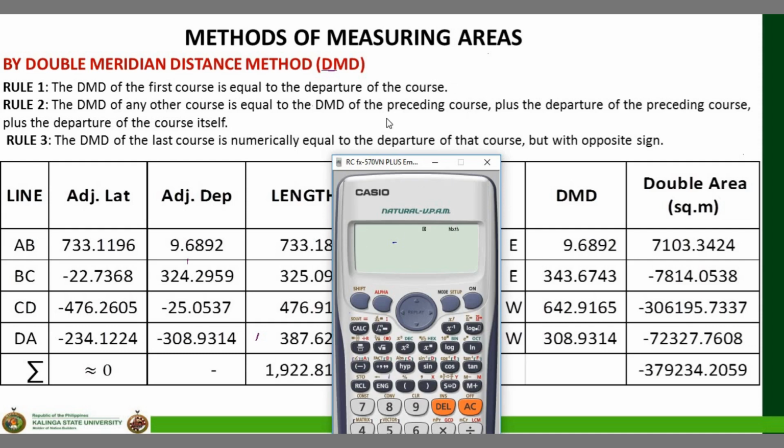So for this one, the course here is line AB. Ang first course natin ay si line AB. First course or first line AB. The DMD of the first line is equal to the departure of the line. So, the DMD of AB is equal to the departure of AB. The departure of AB is 9.6892. Okay? That is rule 1.